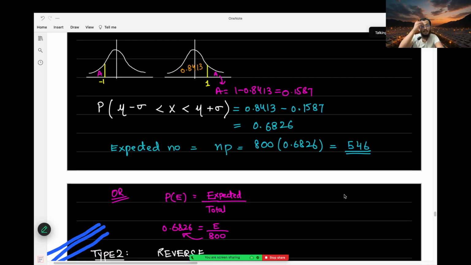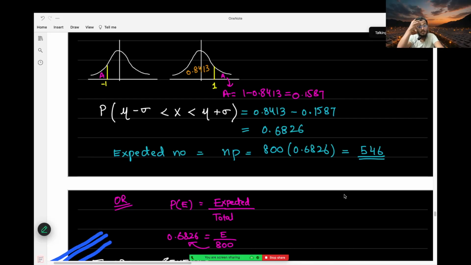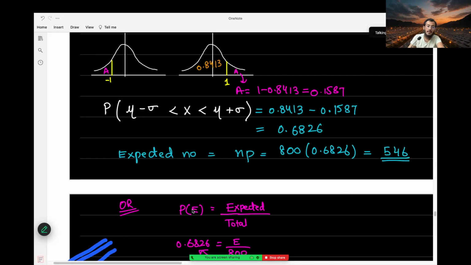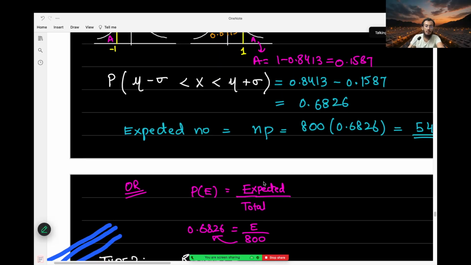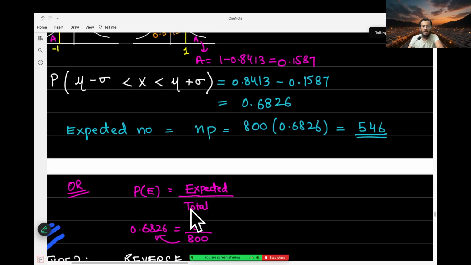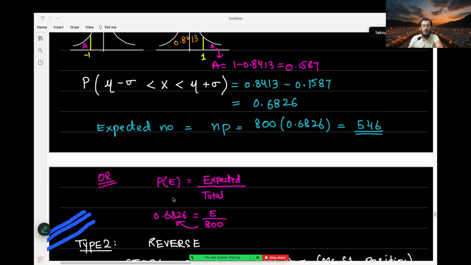Okay, we know that the probability for any expected thing is expected divided by total, right? So now they are asking you to find the expected value, and you find the probability and you multiply it by the total. You could think of it this way as well: why are we multiplying the probability for greater than mu minus sigma, less than mu plus sigma, by the total? You could also think of it this way.